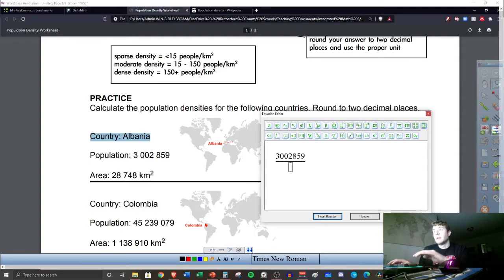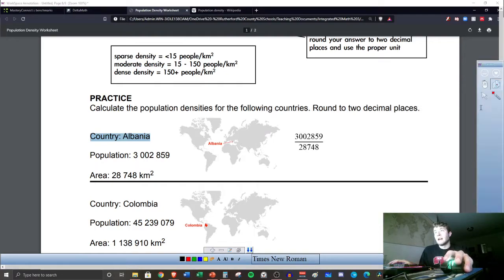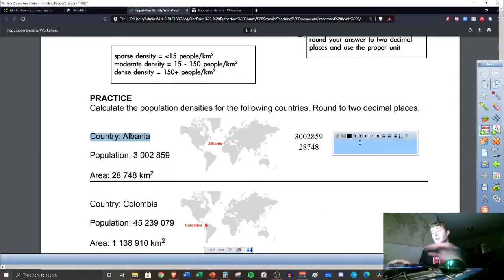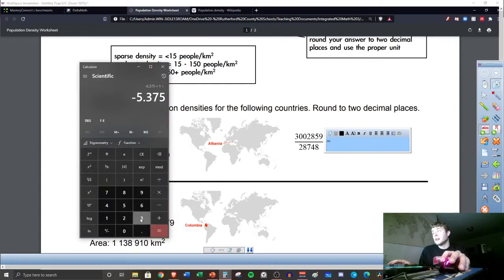Okay, so we're going to take the 3,2859 people, and we're dividing that by the area in square kilometers. Okay, right there. Okay, so that's going to be equal to, and it says this is going to give us the density. We're rounding to 2 decimal places, so I'm going to go ahead and do that division, and you'll just need a simple calculator to do this. You don't need anything fancy.